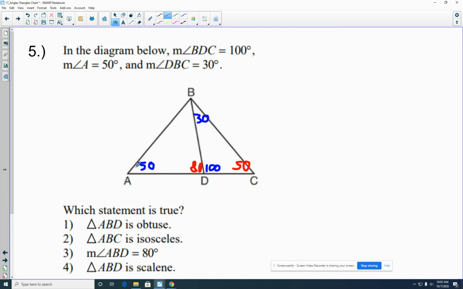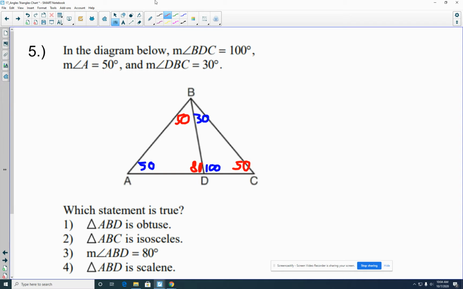Good. And now we have over here another triangle. Using that same thought process, these 2 angles plus this third has to equal 180. So 50 and 80 is 130. That means that this all has to be 50 up here as well.